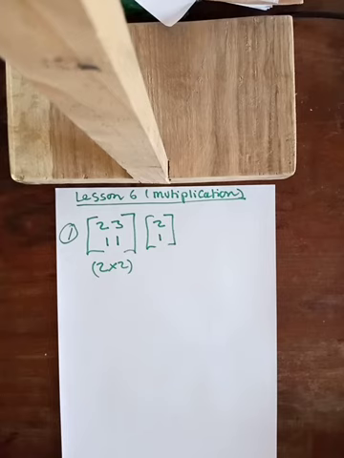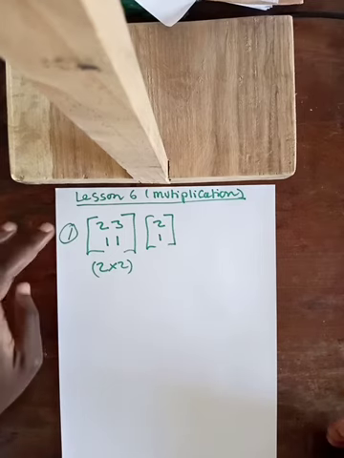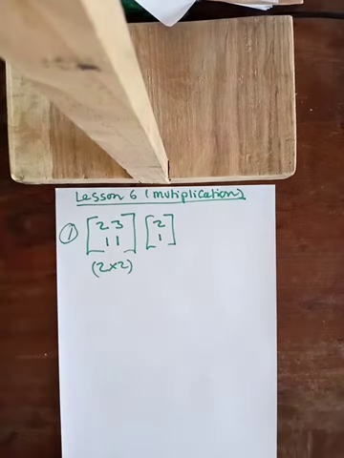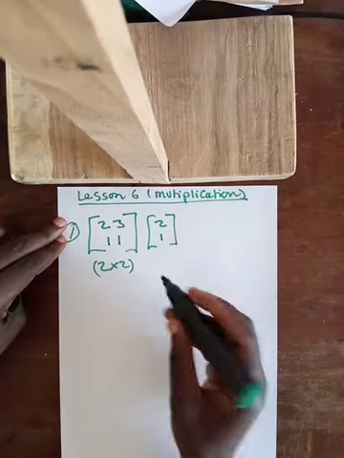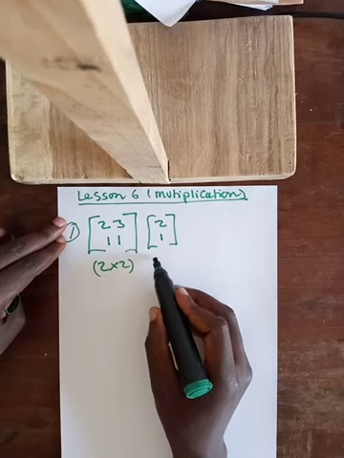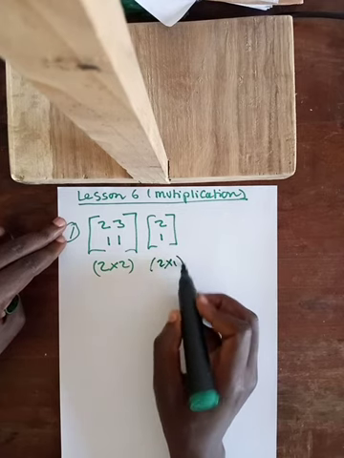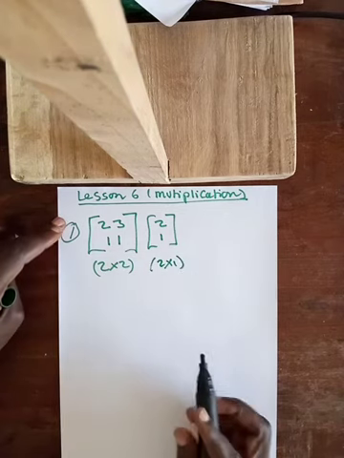We are looking at multiplication of matrices, and in this regard we are looking at multiplication of matrices that are not square matrices. A square matrix is where we have a 2 by 2, a 1 by 1, a 3 by 3. But this given matrix is not a square matrix. Why? It's because this one is a 2 by 2, and this matrix here is a 2 by 1. So this is not a square matrix.